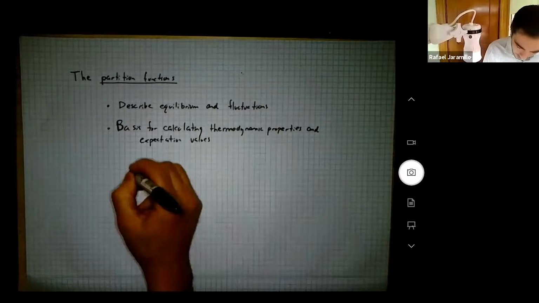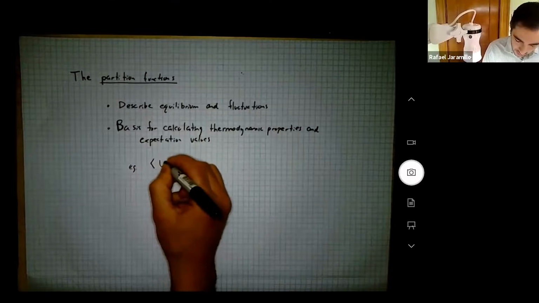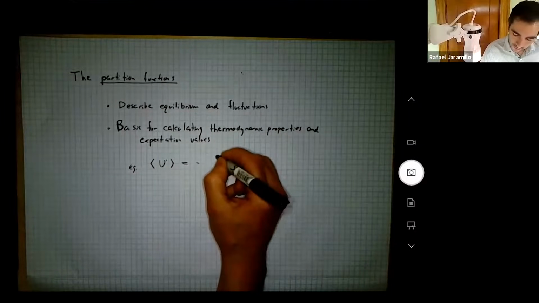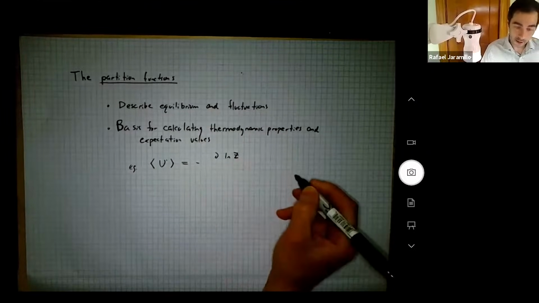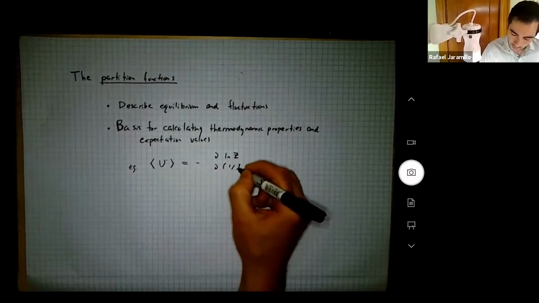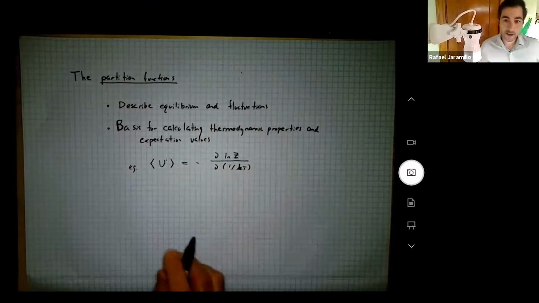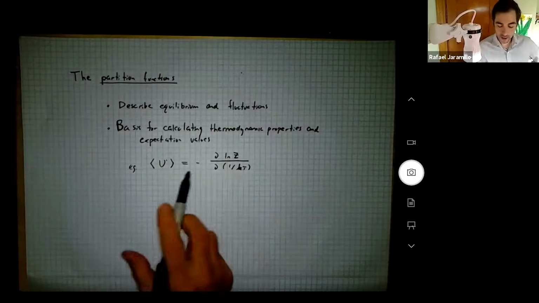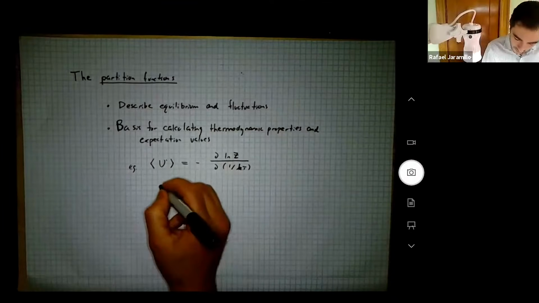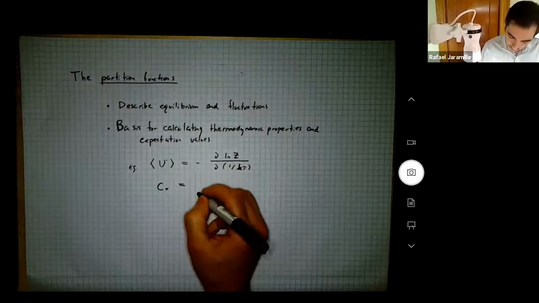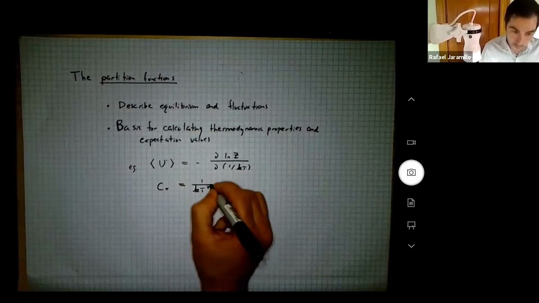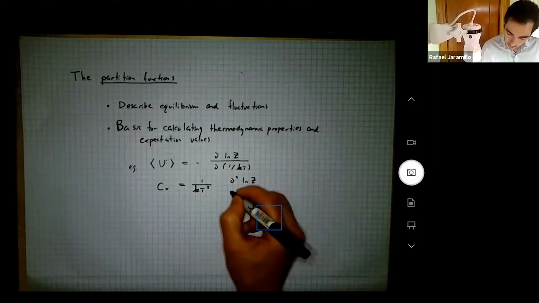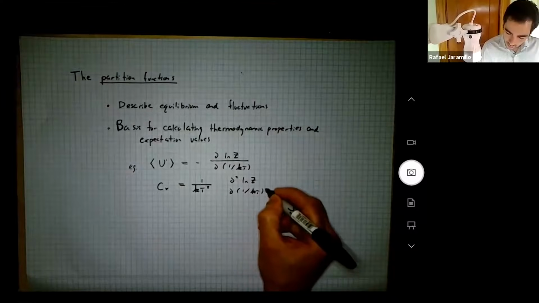So for example, the mean energy of a system can be shown to be this derivative, d log Z d 1 over kT. So that's a little bit formal. Can't necessarily calculate anything yet. But in principle, if you know the partition function, you can calculate mean energy. The heat capacity of a system is 1 over kT squared d squared log Z d 1 over kT squared.